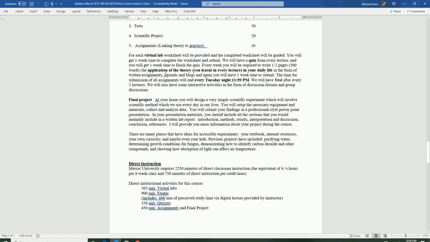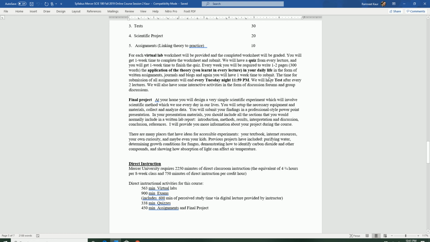In these assignments, we link theory to practice, which means you will be connecting what you have learned in the lecture to your daily life. You have to write this in the form of written assignments, journals, and blogs. Every week the format will be different. For the initial 3-4 weeks, I have kept it simple, and you'll be just writing a simple assignment. At the end of the course, after we have gone through half the course, you'll be writing the same thing, connecting theory to your life, in the form of a journal and also in the form of a blog.